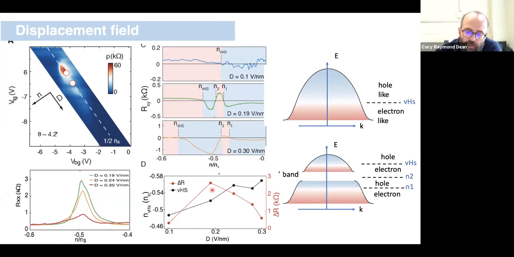The other thing I note is that here in red, I'm plotting the peak value of the resistance at half filling. I see that the resistance at half filling is maximal when the Van Hove singularity position is nearest to half filling. Okay, so hopefully that makes sense. I'll summarize that in a moment.